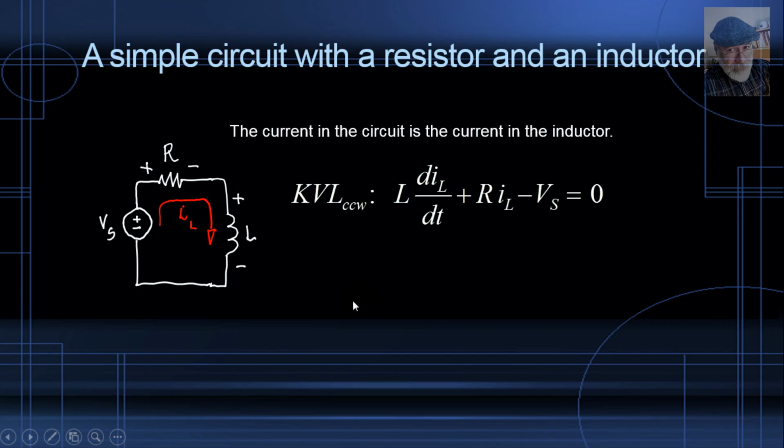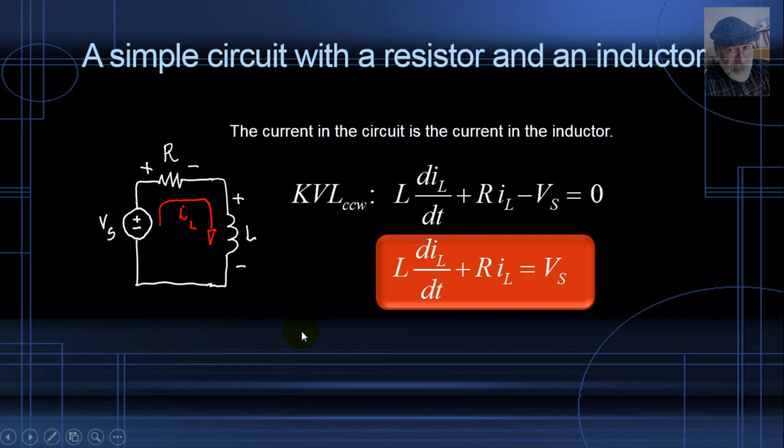Let me move the value of the voltage source over to the right, and what have we got? We have a first-order differential equation whose solution is the current in the inductor. Just what I told you. Include an inductor in a circuit, and all of a sudden the behavior is given by a differential equation.